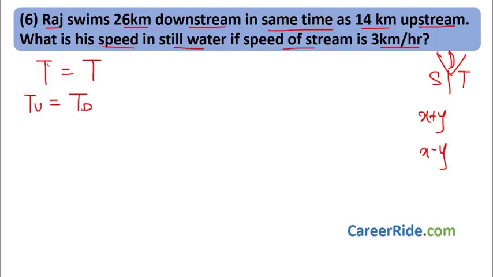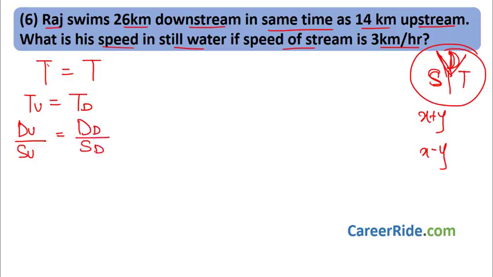What is the formula for time? Time is distance upon speed. We got it from here. Distance traveled upstream upon speed upstream would be equal to distance traveled downstream upon speed downstream. What is the upstream speed? They have given us 14 kilometers upstream. So 14 divided by what is the speed upstream? x minus y, right? So we will have x minus y.